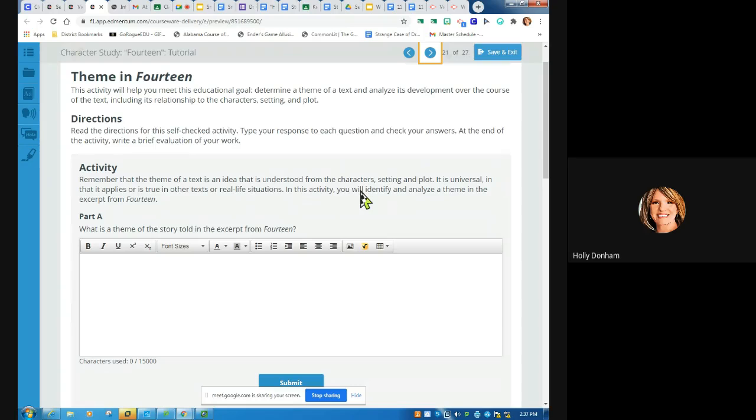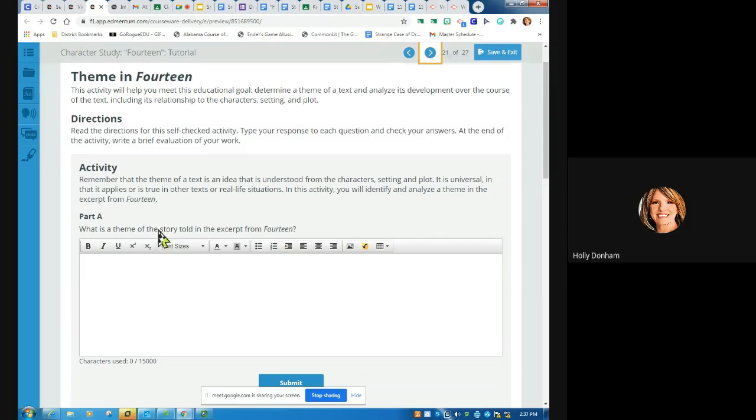It's universal in that it applies or is true in other texts or in real-life situations. And in this activity, you will identify and analyze the theme in the excerpt from 14. So now it's time for you to write. What is a theme of the story told in the excerpt from 14? Keep in mind, look at how the question is worded. What is a theme? That tells me there might be more than one.